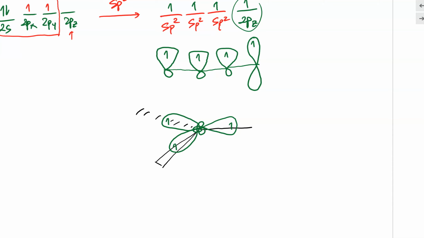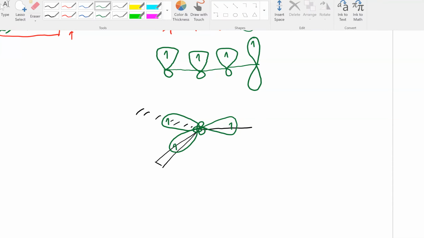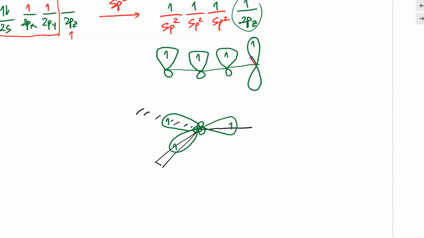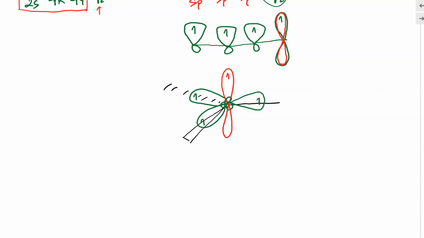And lastly, remaining, we still have one p orbital that is unhybridized, and I'm going to change this to red, and this red one right here will go in here. And now you can see this is the way all of the orbitals can be as far apart from each other and look symmetrical. And so this is what it would look like. So this is the structure of an sp2 carbon.